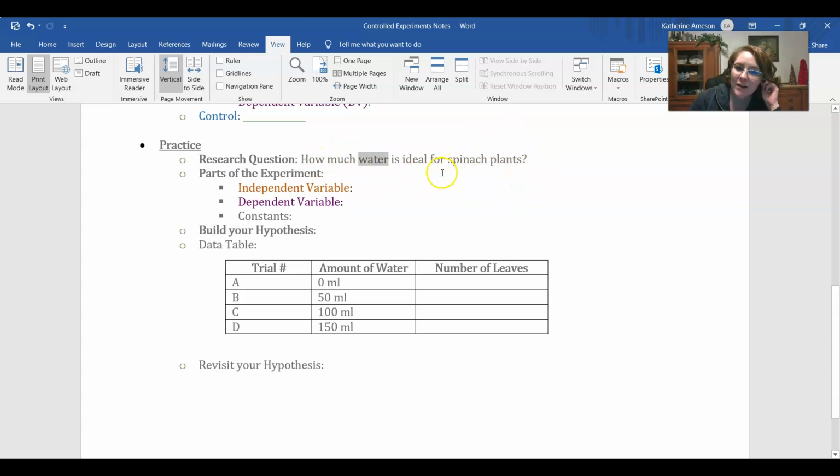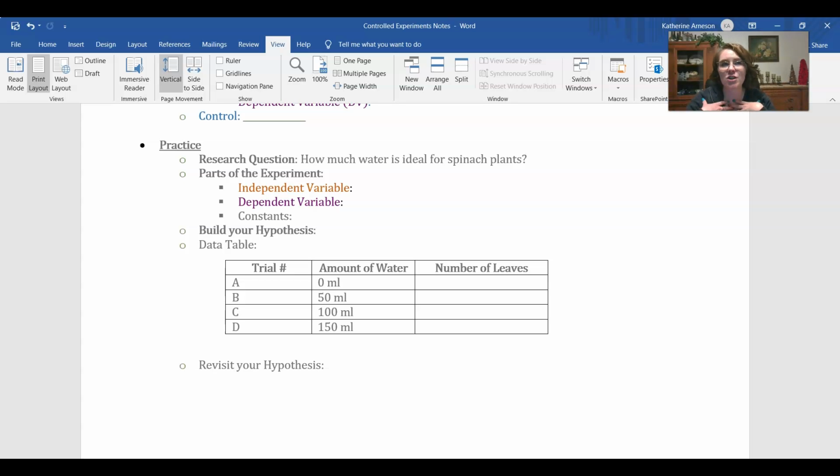How much water is ideal for spinach plants? That's how we're going to measure the spinach plant's growth, is to see if the amount of water, us changing it, will change the amount the spinach plant grows. So here's our parts of the experiment. And I always think it's really important to try to figure out your independent and your dependent variable first, because then you can figure out what all the constants are, and that's going to be easy.